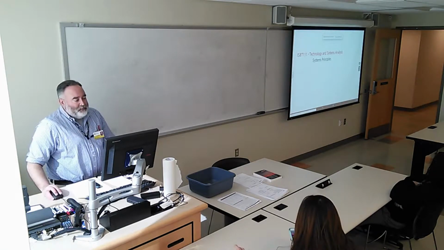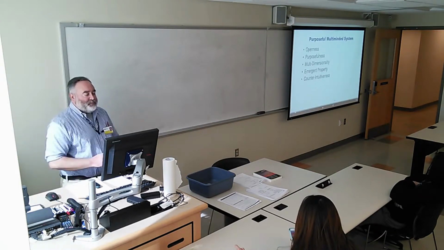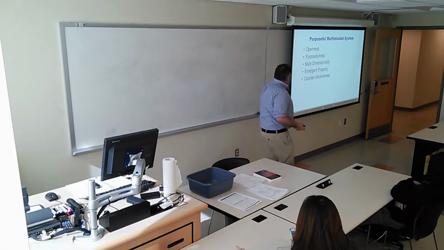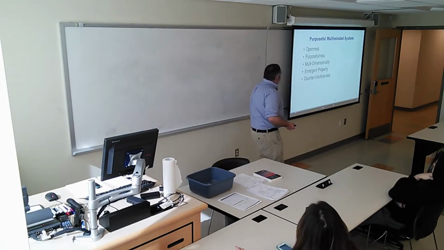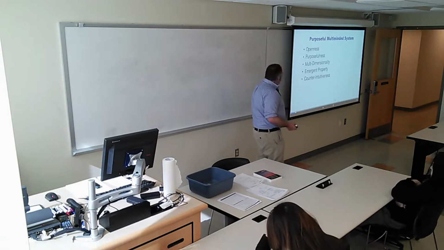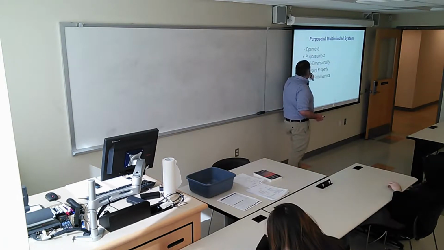Open this back up. One of the things that we talked about all last week in talking about this Prezi was running through these 5 different characteristics of a purposeful, multi-minded system. And again, 5 is not a magical number. It just happens to be what the author has put together. And I believe we've made it as far as emergent property.